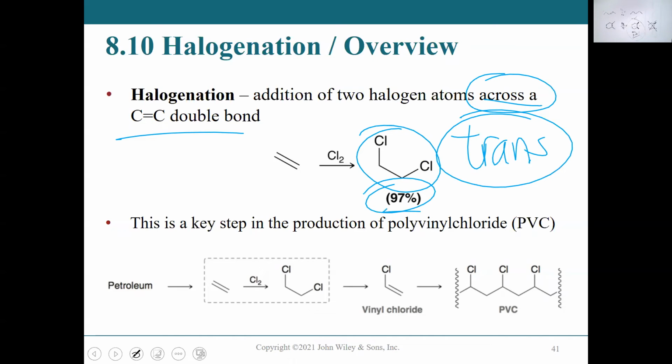This one is a key reaction for the production of PVC. PVC is normally used for pipes, the plumbing in your houses. All that really hard plastic that is used in the sinks, the drains, is PVC, polyvinyl chloride. It is made from alkenes. Normally ethylene is used, which is called vinyl. This is called vinyl.